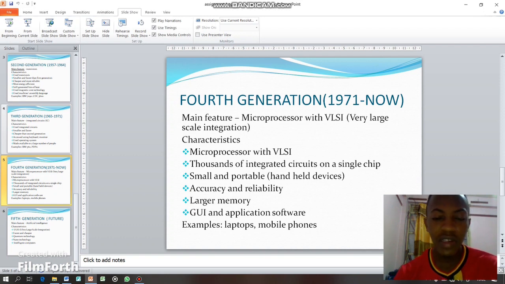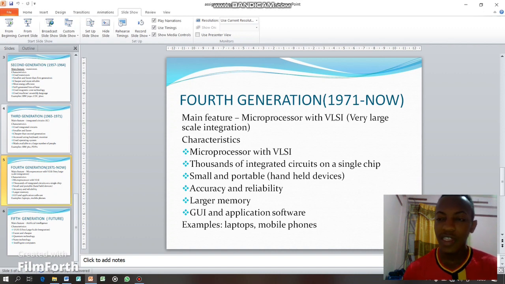The characteristics include microprocessors with very large scale integration. They use thousands of integrated circuits on a single chip, and that's what typically explains VLSI. They are small and portable, handheld devices, making it easier for people to move them from one place to another. They are more accurate and reliable. They have a larger memory, and they have a graphical user interface and application software.